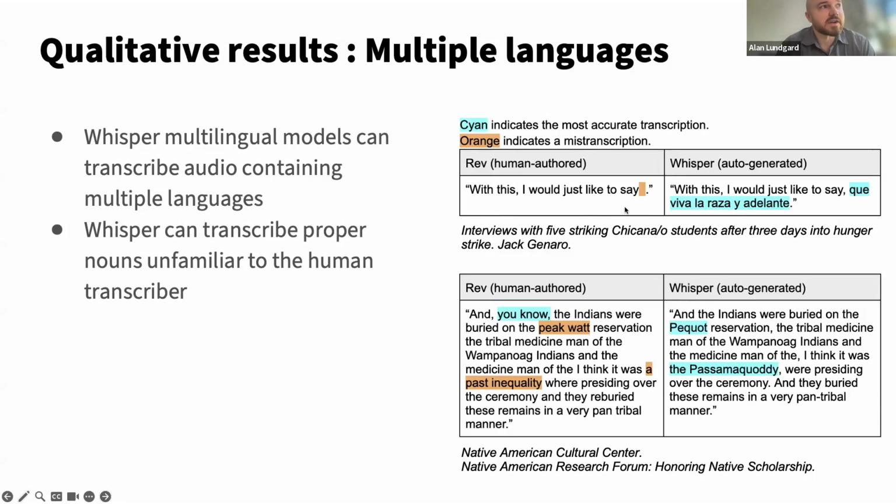Similarly, Whisper can transcribe proper nouns that might not be familiar to the human transcriber. So in this second example here, in our Native American Research Forum test item, Whisper correctly transcribed the Passamaquoddy, which is a Native American tribe in Northeast North America, whereas the Rev transcriber interpreted this as, quote, a past inequality, end quote. And there are many similar instances like this.